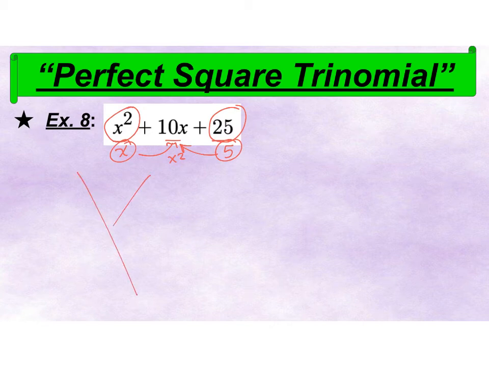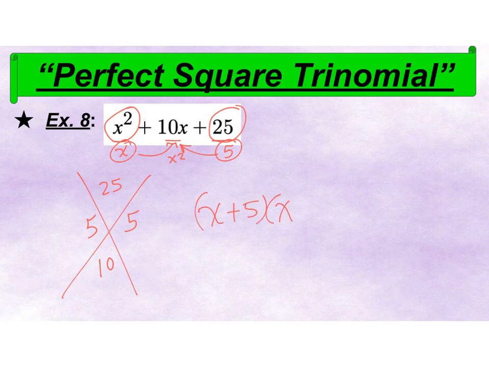So let's factor it. What multiplies to 25 and adds to 10? That would be 5 and 5. So we have x plus 5 and x plus 5. And I can put that together for x plus 5 whole thing squared.